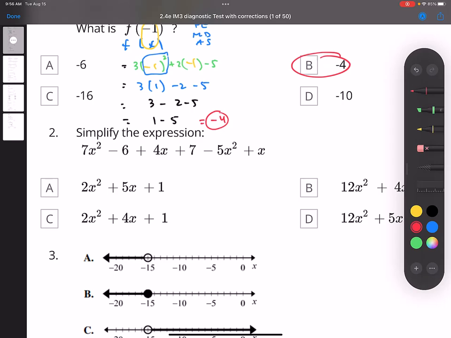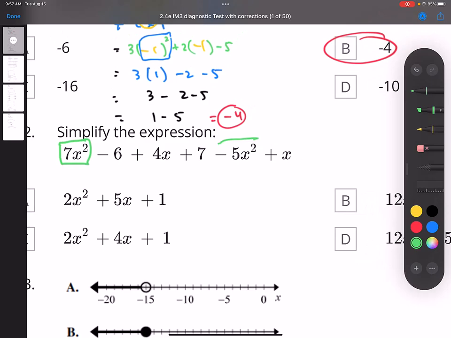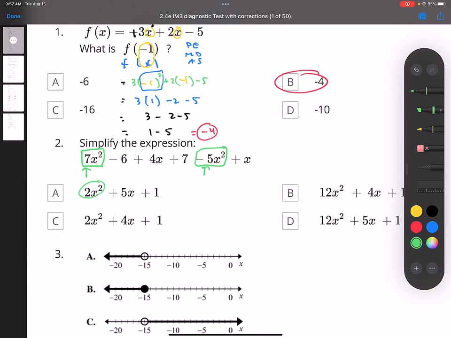Question number 2, simplify the expression. You'll notice that there are no parentheses, so I am just using addition and subtraction. These are like terms. I'm going to color code these to show which ones are like terms. All I have to do is look at the number in front, which is 7 and negative 5. 7 minus 5 is going to be 2. 2x squared is the correct one there, so not these.